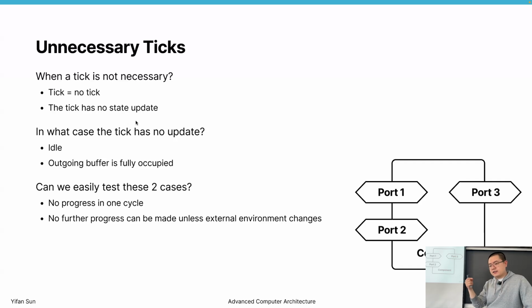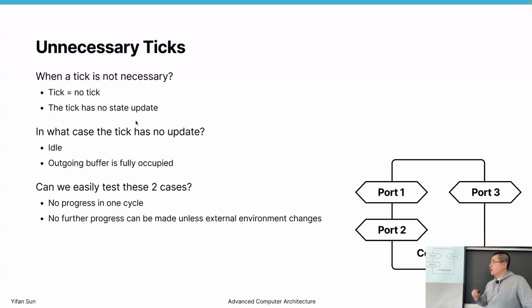So you just do action, action, action. If all the actions have not made progress, then no state change is made, right? If any command changes any internal state or register value, then we consider the state updated, right? So if there's no progress in one cycle, we consider there's no point to tick again in the next cycle, unless there are external environment changes. So that's our basic rule here. No progress in one cycle, then we stop ticking.